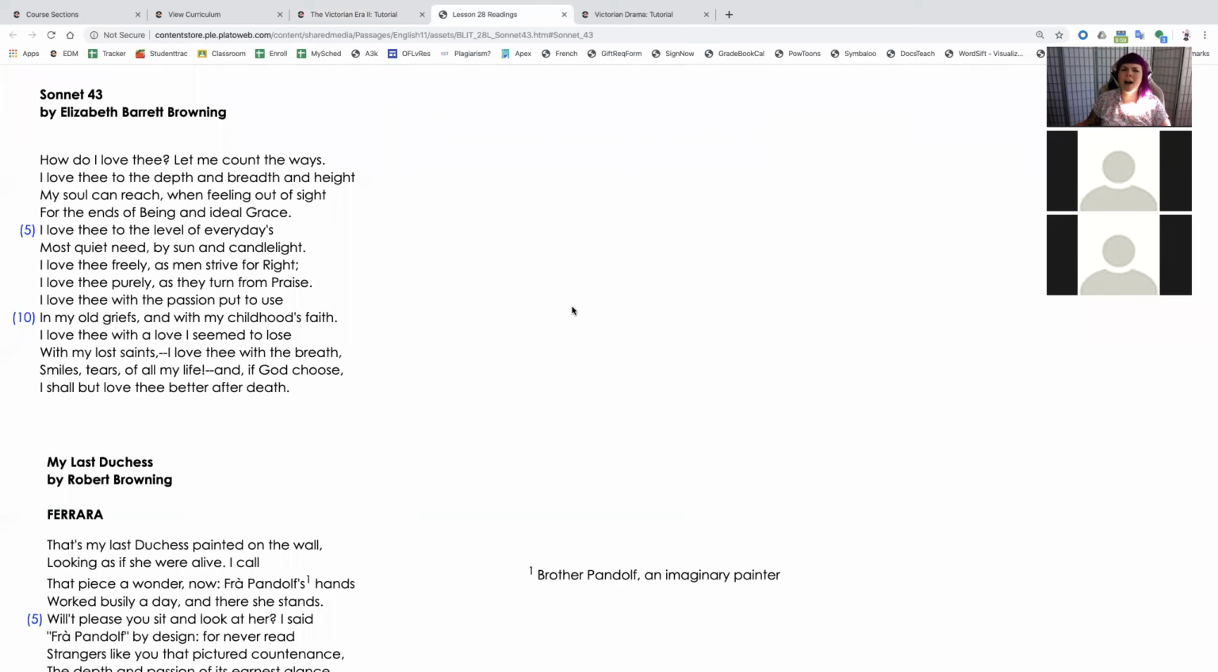Okay. I think y'all are familiar, at least a little bit, with Sonnet 43 by Elizabeth Barrett Browning. So, how do I love thee? Let me count the ways.